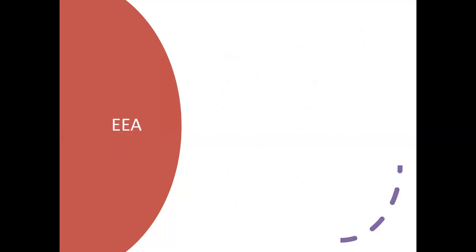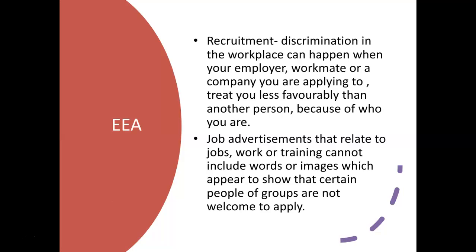This part of the Employment Equality Act tells us about recruitment and job advertisements. Discrimination in the workplace can happen when your employer, workmate or a company you are employing treats you less favourably than another person because of who you are. Job advertisements that relate to jobs, work or training cannot include words or images which appear to show that certain groups of people are not welcome to apply.